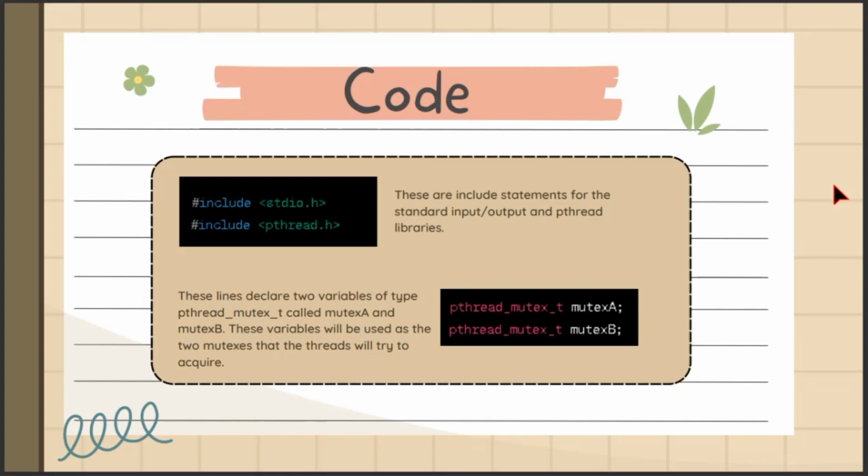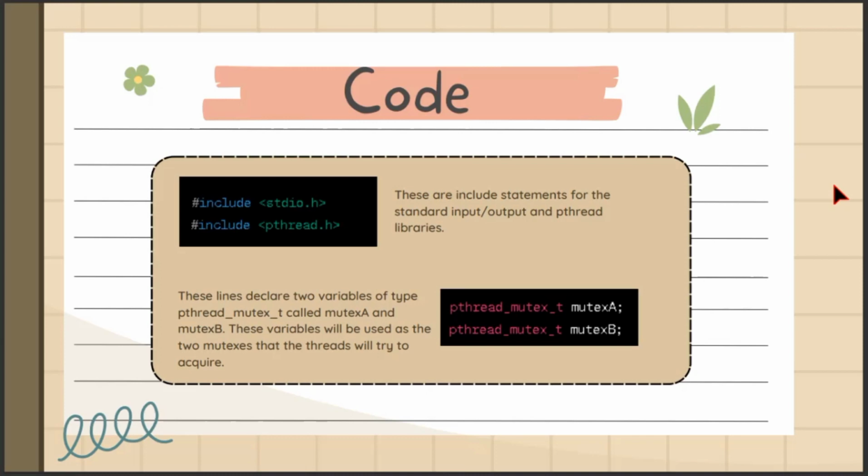So to proceed, we have here a sample deadlock scenario, a program in C which simulates a deadlock scenario. First, we have the two headers. These are include statements for the standard input/output and pthread libraries. So this is the header, as we all know, stdio.h, the standard input/output, and pthread.h.